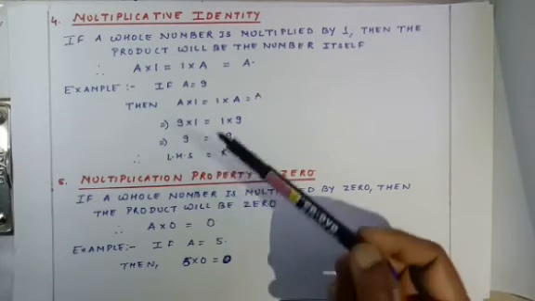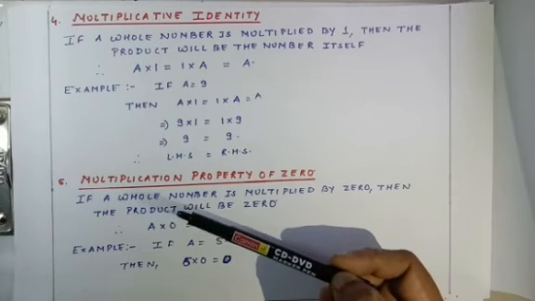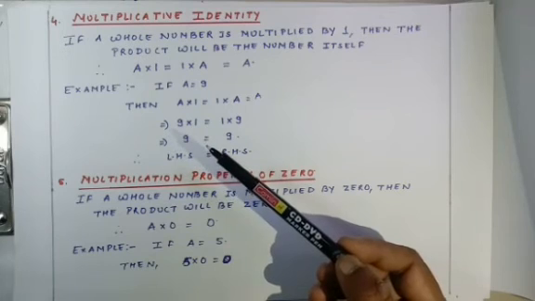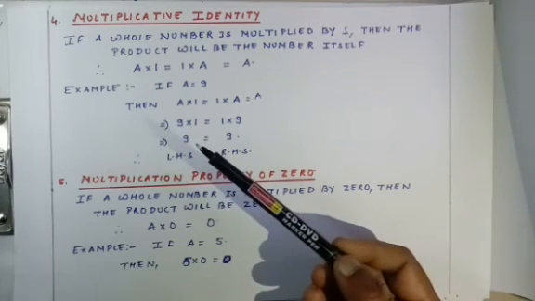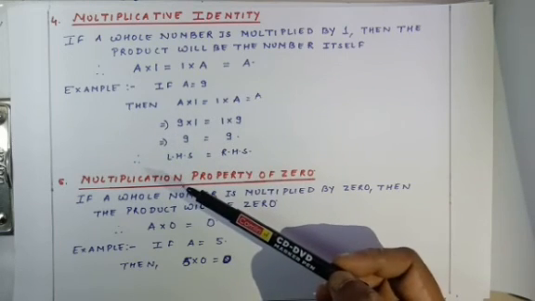I hope all the 5 properties are very much clear to everyone. Next time when we meet, I am going to explain another property. I want you to revise all these properties.